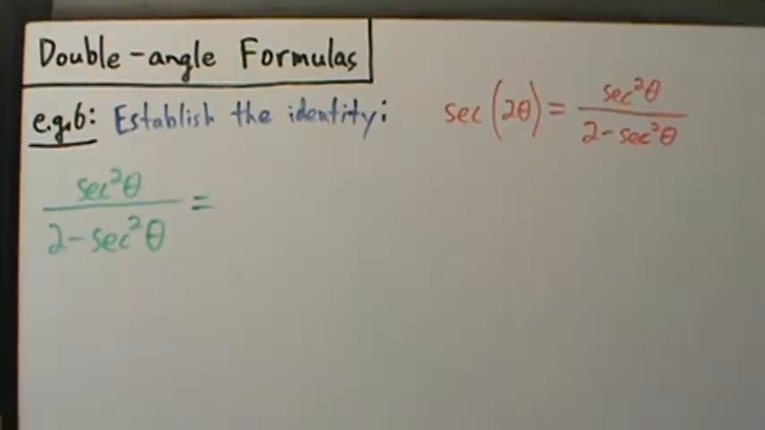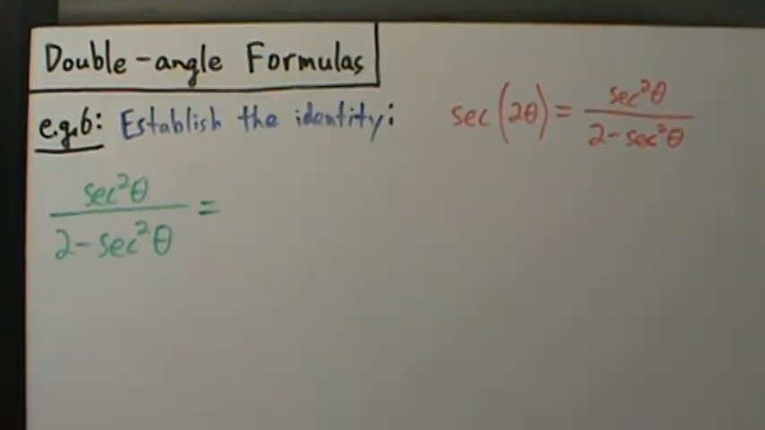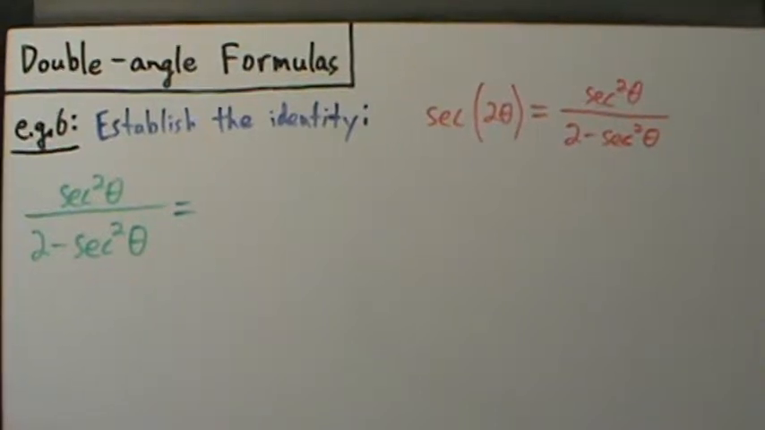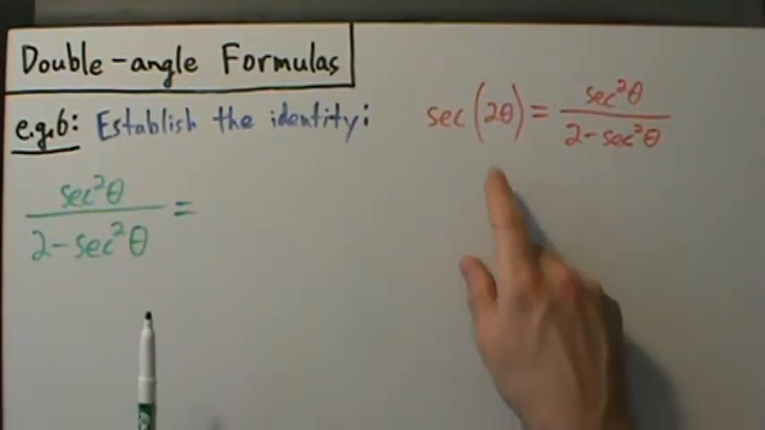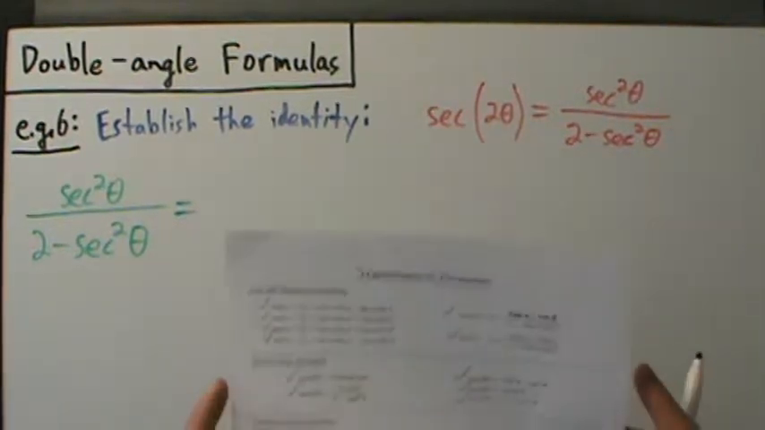So now one thing to try, one of the methods or techniques that might not work in every case, is to convert to sines and cosines. Now it might not be obvious to try that because our goal eventually is to get secant of 2 theta. Well, remember, we don't have any double angle formulas for secant.